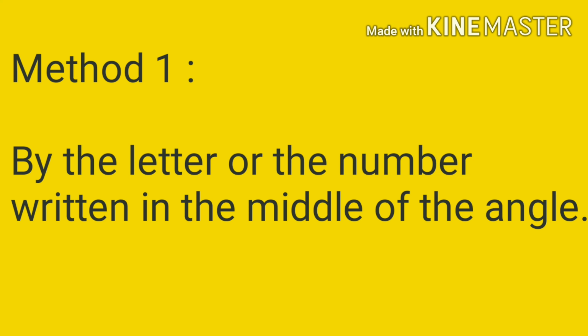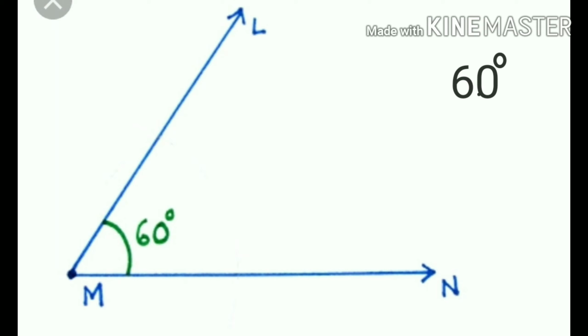Naming an angle. Method 1, by the letter or the number written in the middle of the angle. Example, in this angle 60 degree is written in the middle. So we can name this angle as 60 degree. Or if in some case some letters are given in that place, we can name the angle with the letter.